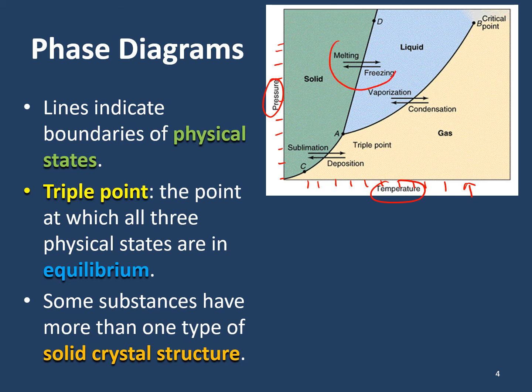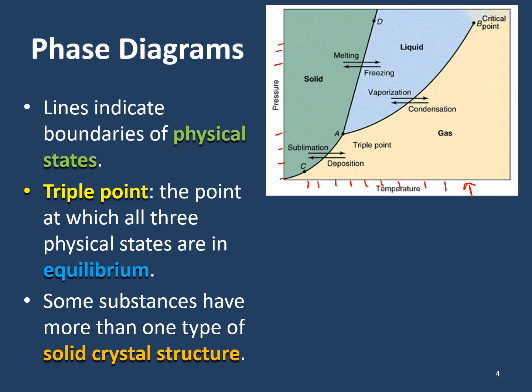You should know the names for our physical state changes between any of these 3 physical states. So if you're going from a solid to a liquid, that's called melting. If you're going from a liquid to a solid, that's called freezing or solidification. If you're going from a liquid to a gas, vaporization. Gas to a liquid, condensation. Solid directly to a gas is sublimation. Gas directly to a solid is deposition. You need to know all those guys.